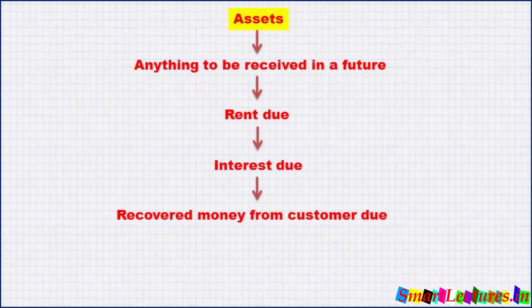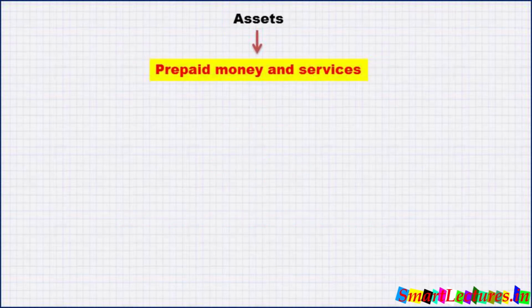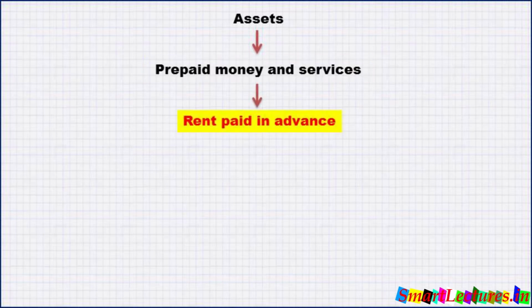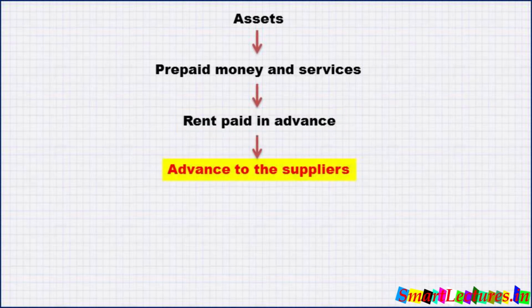Or any money or services we have already paid, just like if we have paid rent in advance and the benefit will be received in future, that is our asset, prepaid rent. Or we have paid advance to the suppliers, that is our asset. So assets can be seen from different angles.